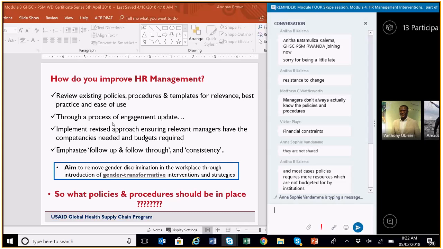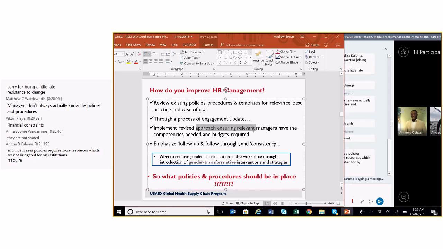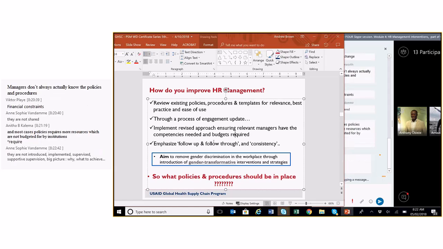Now, after you've revised a process, then you must implement the revised process, ensuring that relevant managers have the competencies and budgets, and I noticed some people mentioning finance, in order to follow through on the HR procedures. And again, from my perspective and my experience in business and a range of organisations, the human resources are the engine room for any organisation to succeed. And often we don't give enough time to maintaining that particular engine. One of the other points I want to re-emphasise here in the blue box is we need to aim to remove gender discrimination in the workplace through the introduction of gender transformative interventions and strategies.